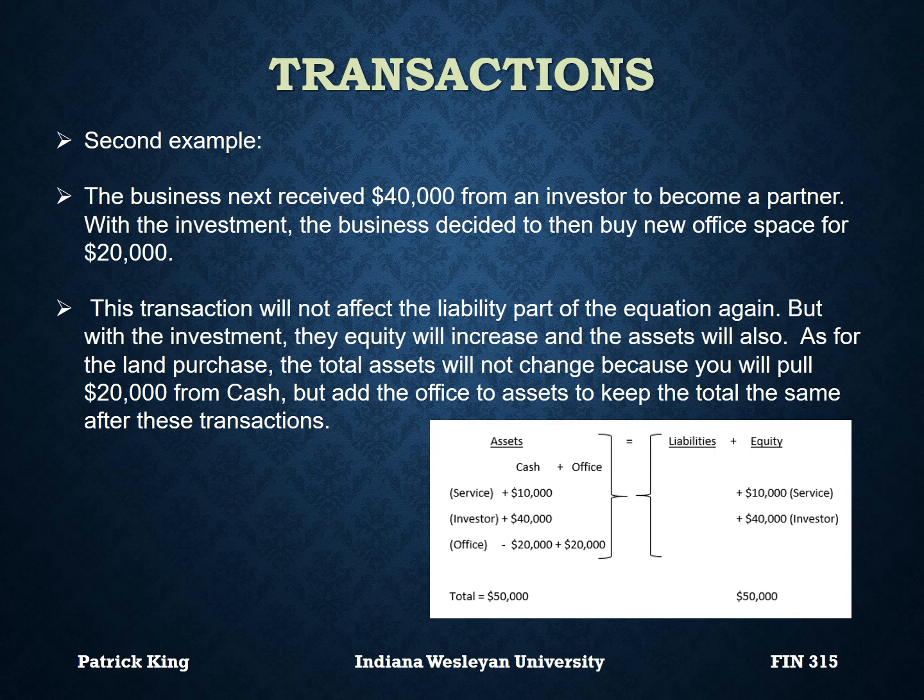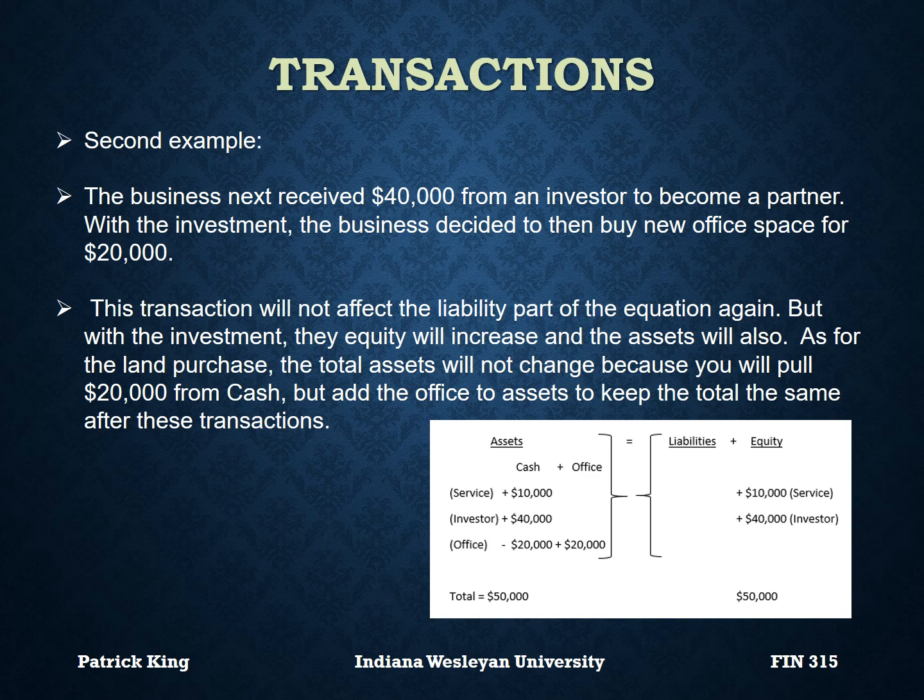In your second example, along with that $10,000, the business next received $40,000 from an investor to become a partner. And along with this investment, the business decided to then buy new office space for $20,000. Using an example of this transaction, you'll see not only the $10,000 of the service they provided in the first example, but also $40,000 was added to the equity part from the investor.